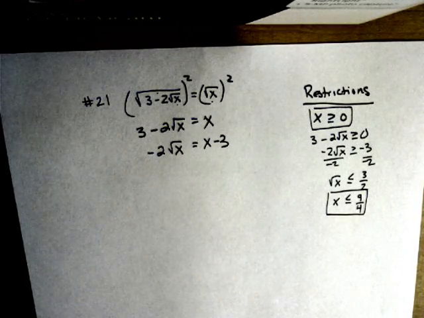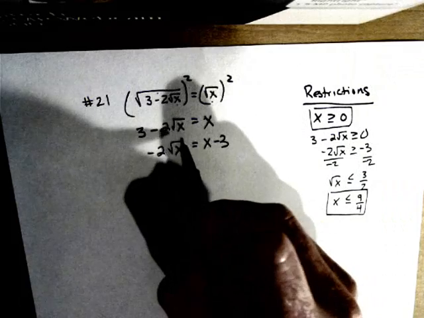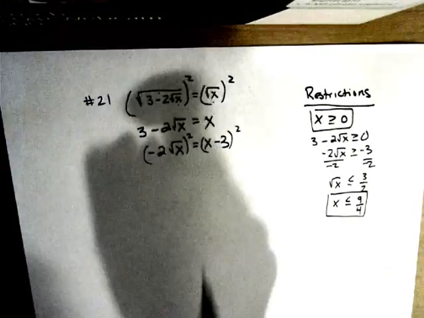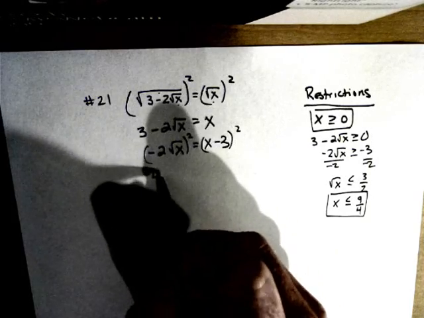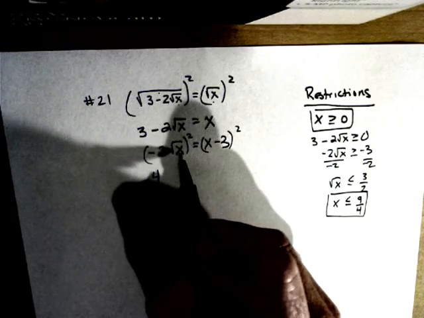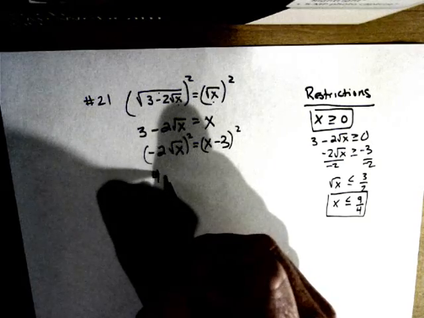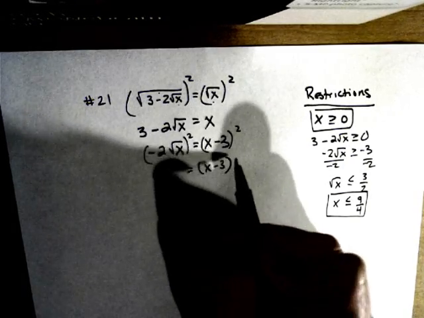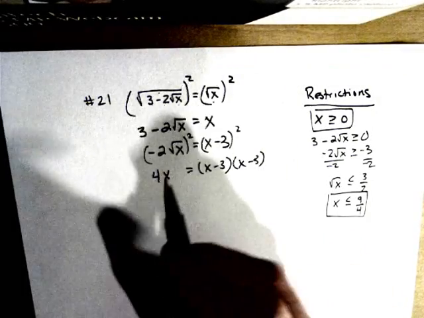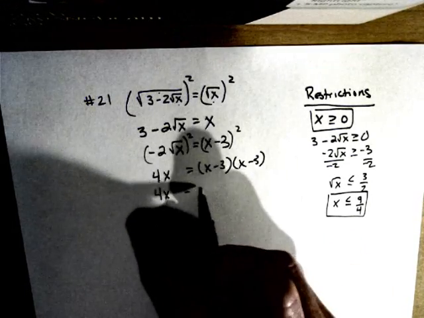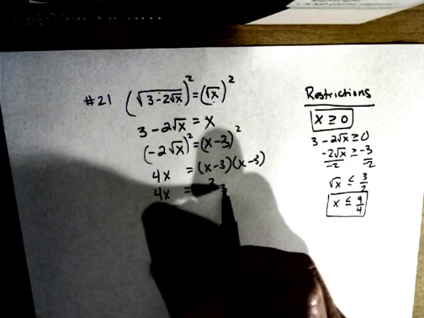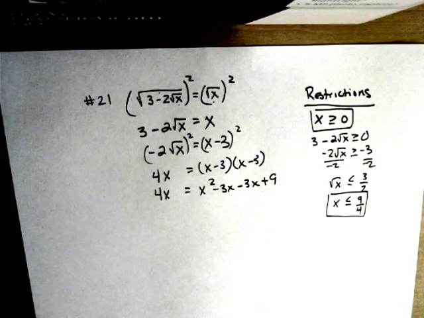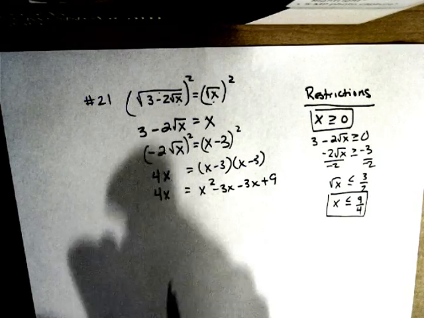We can now square both sides to undo this radical. We'll square this expression and this expression. Negative 2 squared is 4. Radical x squared is x. And then we'll end up having to FOIL again. So we'll have 4x is equal to x squared minus 3x plus 9 from double distributing or FOILing.